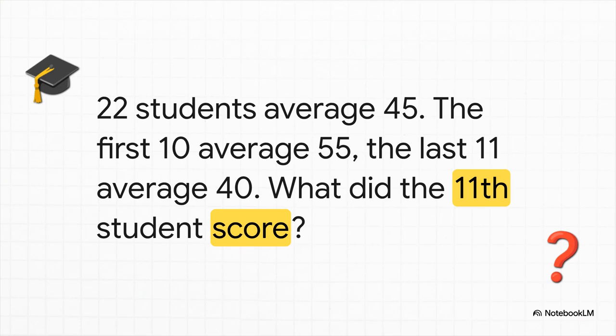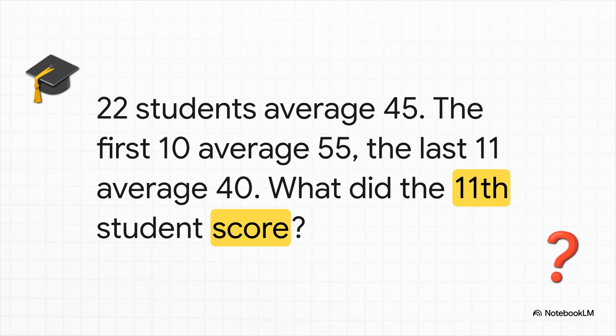We have 22 candidates in total. We know their overall average score. And we also know the average for the first 10 candidates and the average for the last 11. But what about that poor 11th candidate who's not in either of those subgroups? What's their score? You know the drill by now.